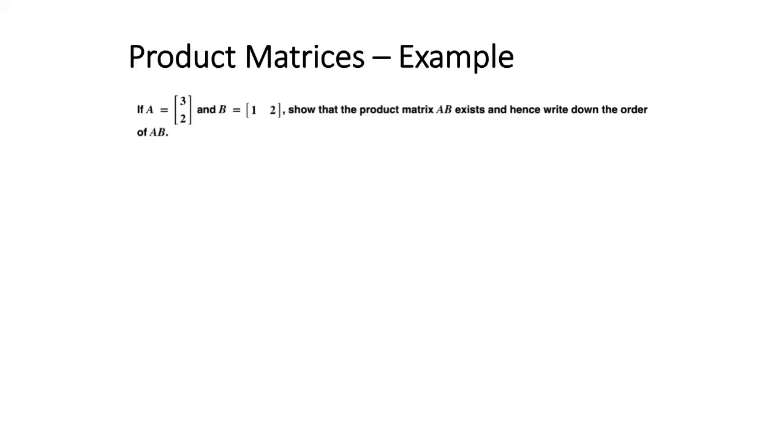So in our example, we have matrix A, and we have matrix B, and we want to show that we can use a product matrix AB. So to test it, we want to write down the order of both A and B. The order of A is going to be 2 rows and 1 column, so it'll be 2 times 1. And then the order of B is going to be 1 row and 2 columns, so 1 times 2.